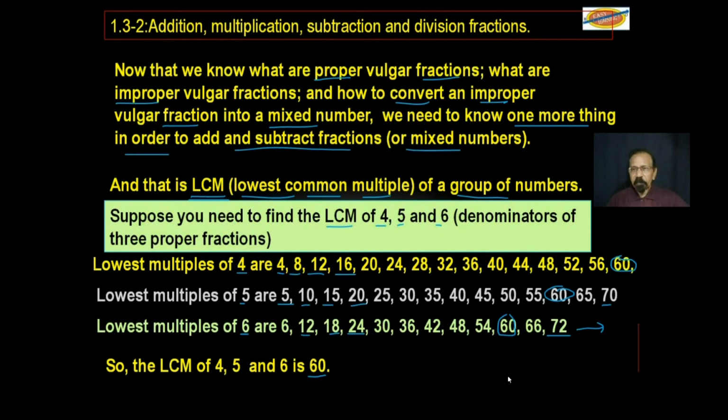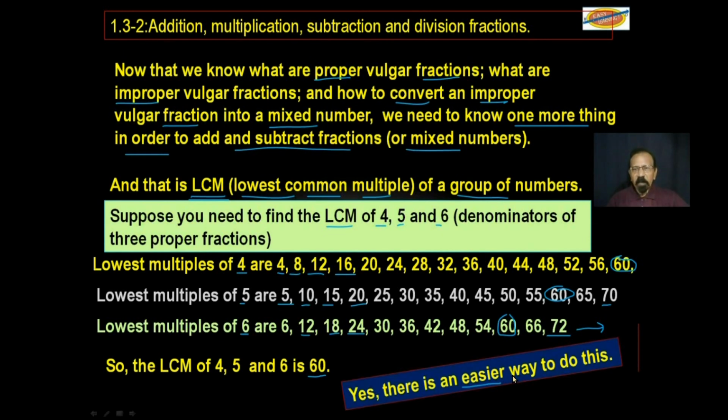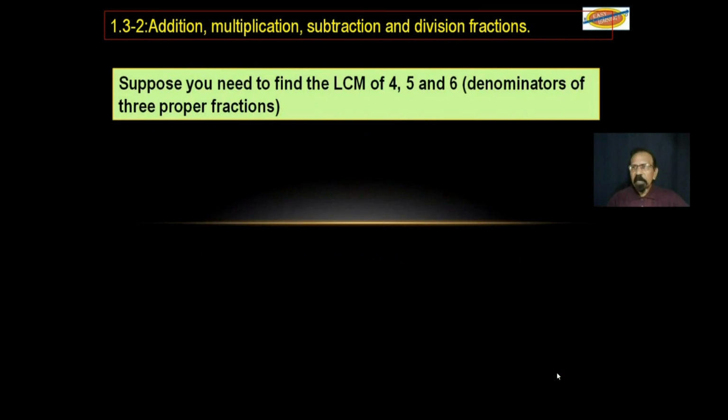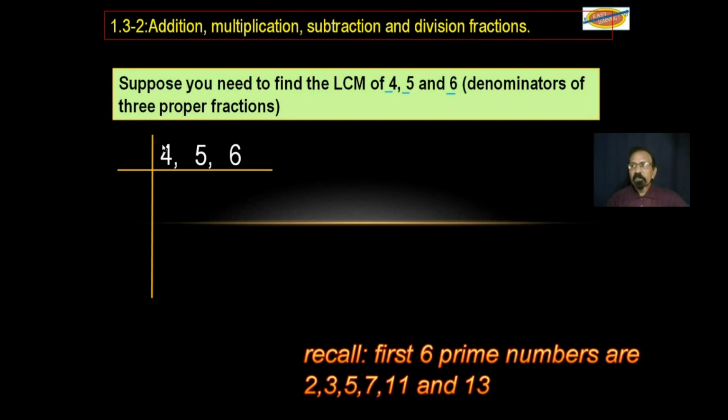Okay, don't get worried. There is an easier way to find LCM. So let's go back to that same question. We want to find the LCM of 4, 5, and 6. So you write down 4, 5, and 6 in a row, and you start dividing by the lowest prime number if it can divide any one of these numbers. So we will start with 2. Can 2 divide anything here? Yes. So we take 2, 2 into 4, we get 2. 2 can't divide 5, so we bring it down. 2 can divide 6, so we get 3.